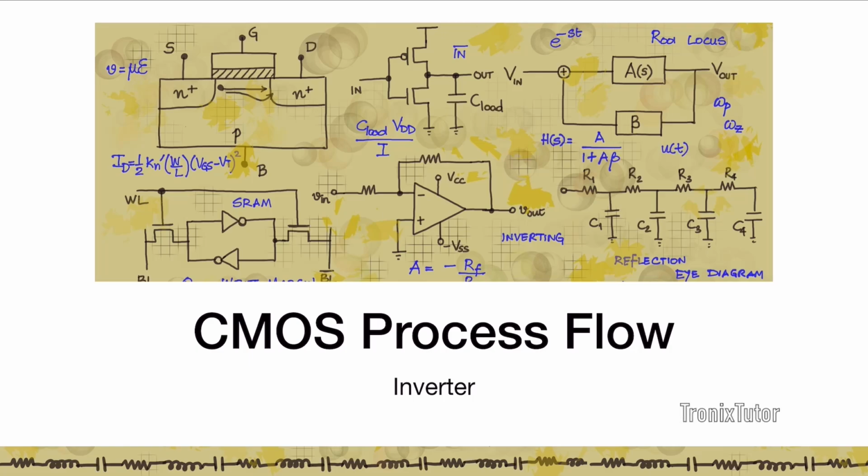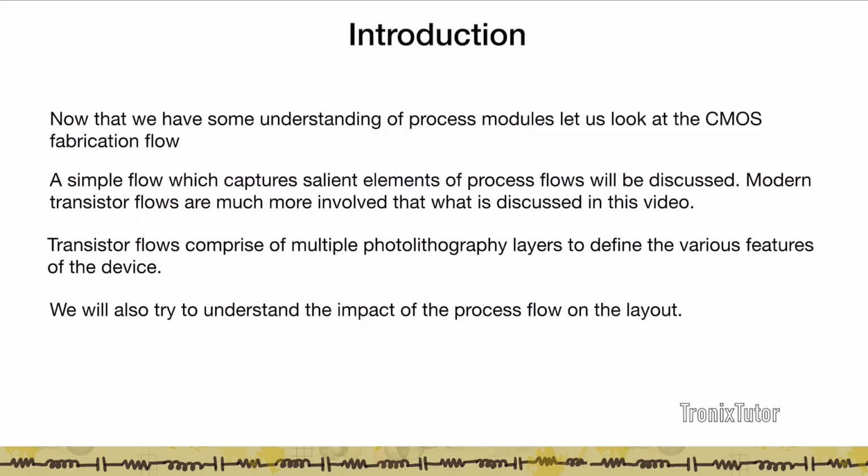Hello, in this video, let's look at a typical CMOS process flow and how an inverter is made in a CMOS process flow. This simple flow that I'm describing here captures the salient elements of process flows. Please note that modern transistor process flows are way more complicated and involved than what is being discussed in this video. But I hope that this gives you a flavor of the kind of concerns one would have when you look at process flows.